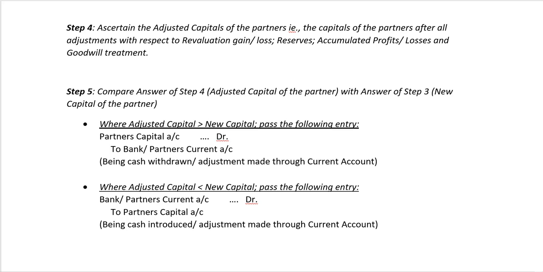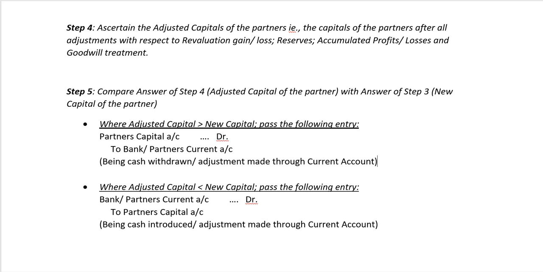Where the adjusted capital is greater than the new capital, we need to pass the following entry for the difference amount. Partner's capital account debit to bank or partner's current account. So we will credit bank account if the adjustment is going to be made through cash, for the cash which is withdrawn. But in case the adjustment is to be made through current account, we will credit the partner's current account.